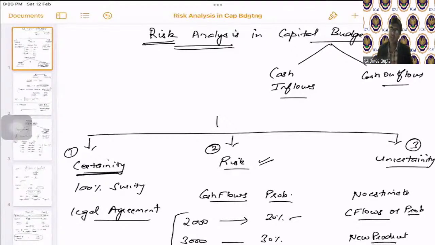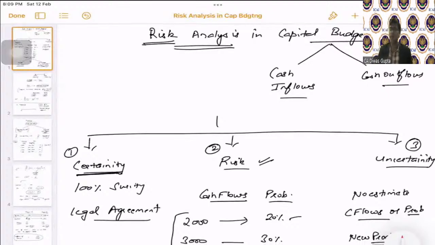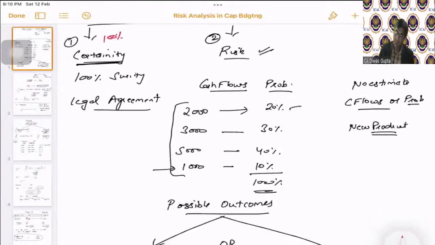So students, first of all, what we discussed on the risk analysis, right? We said risk analysis and capital budgeting. Capital budgeting, we already knew that it involves cash inflows and cash outflows. What is risk? For understanding risk, we understood 3 types of situation. One is 100% certainty, second is risk, and third is uncertainty. 100% certainty can be in the form of the legal agreement, because there is a legal agreement, hence we know that this cash flow is bound to happen. But risk comes in a situation where you don't know what is going to happen. You can only estimate the cash flows along with some probabilities. And uncertainty means you are totally not knowing.